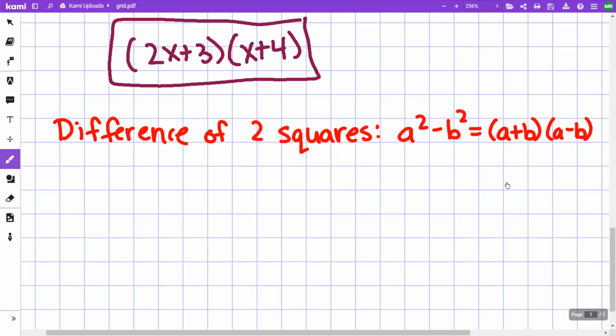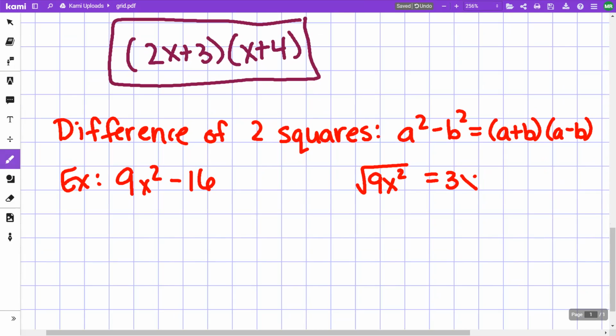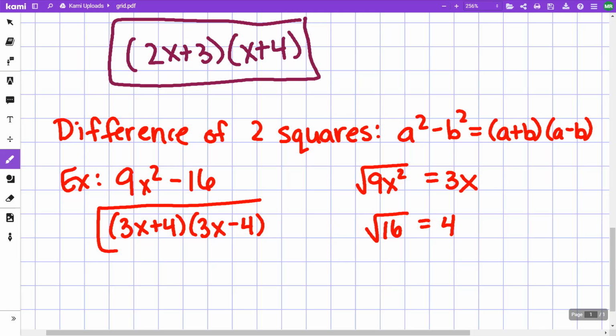So for this, let's say, for example, I have 9x squared minus 16. Okay, now 9x squared, I'm going to take the square root of 9x squared, which is going to be a 3x. I'm going to take the square root of the 16, which is going to be a 4. So my factors are going to be 3x plus 4 and 3x minus 4. That is going to be my answer.